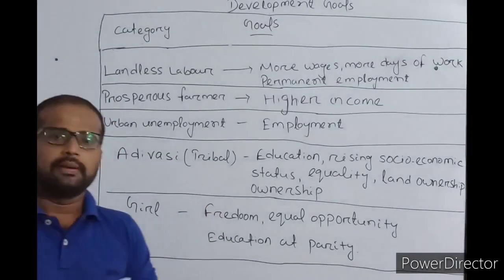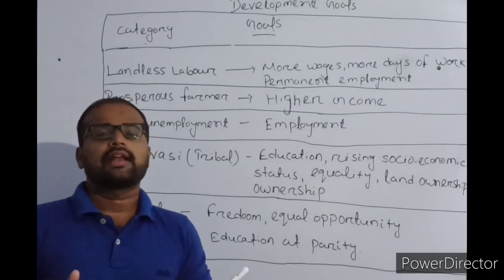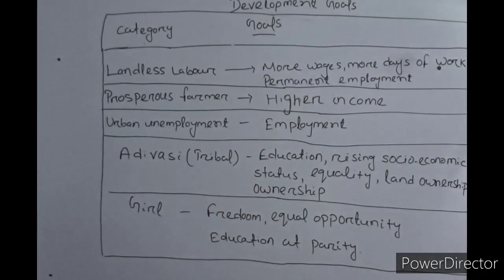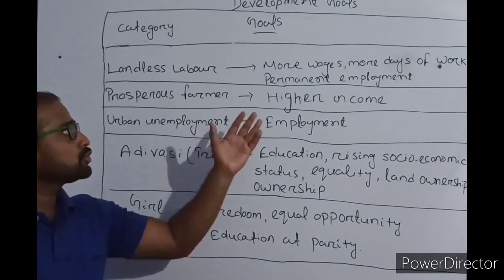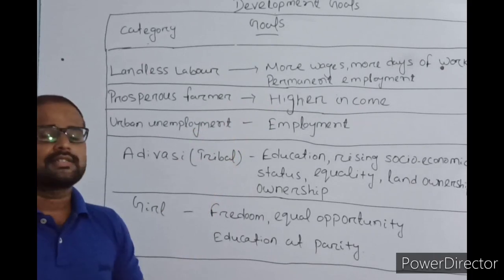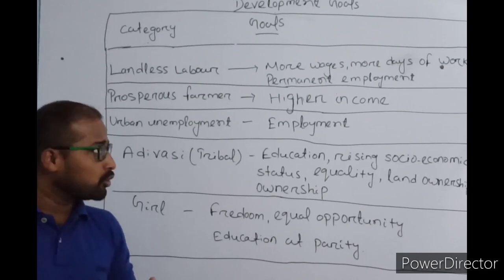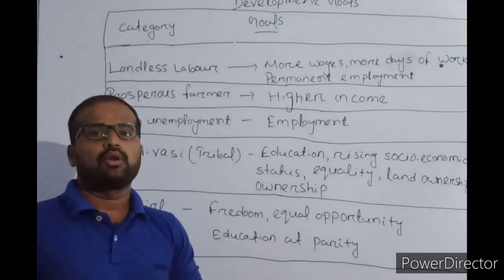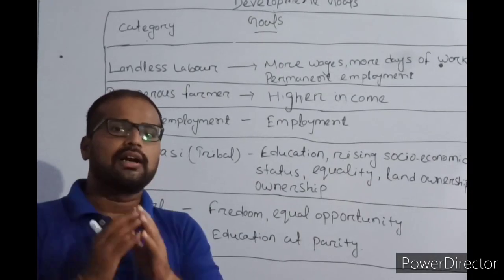Here are the different categories of people and how their developmental goals differ, because every person cannot have the same developmental goal. Different persons have different developmental goals. For a landless labourer, what is the developmental goal? He wants more wages for his daily work, and more days of work in a year. And the highest developmental goal of a landless labourer is getting permanent employment. If he could get permanent employment anywhere, that is his highest developmental achievement.